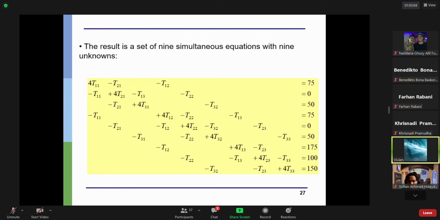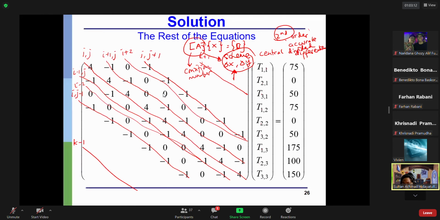Any question? Excuse me, ma'am. Yes, Sultan. I want to clarify something. So for the PDE, we just solve a two-dimensional heat transfer, right, ma'am, for all conditions? Yeah, correct. Oh, okay.